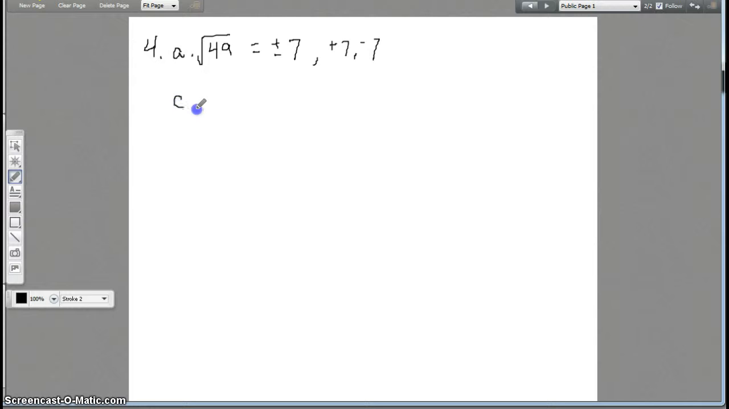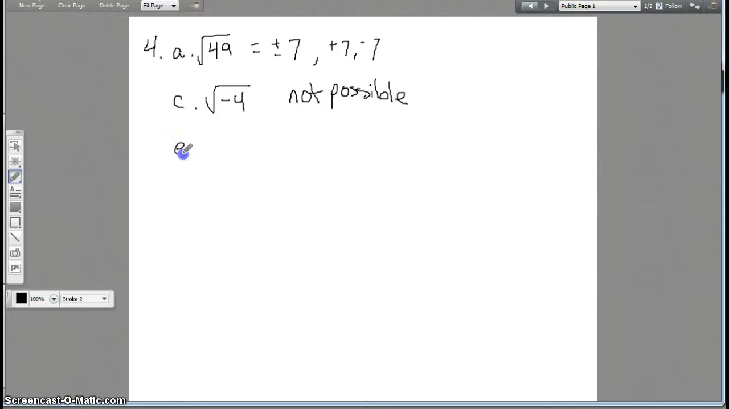Okay, let's look at part C. Part C is the square root of negative 4. That one is going to be not possible. In Algebra 1, we do not know how to take the square root of a negative number. So if what's inside is negative, then it's not possible.